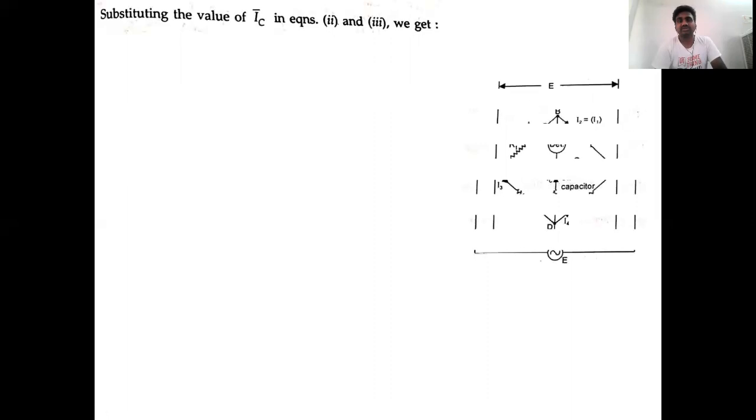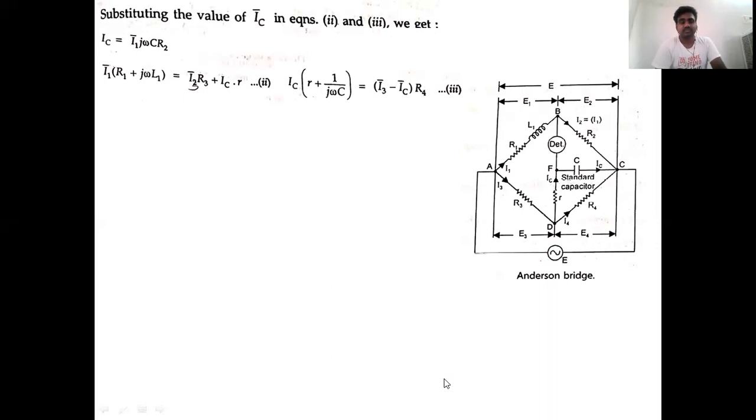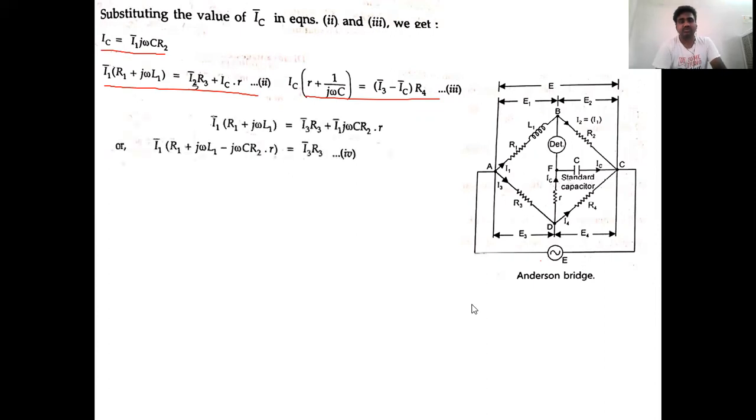If we substitute the value of the capacitor current in the second expression and third expression, so what is the second expression? This is the Wheatstone bridge. This is our second expression and this is our third expression. If we substitute the value of I suffix C in the second and third expressions, what will be the value?